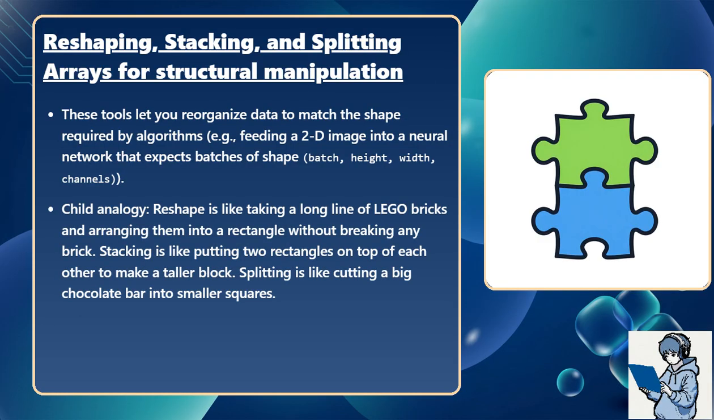Child analogy: reshape is like taking a long line of Lego bricks and arranging them into a rectangle without breaking any brick. Stacking is like putting 2 rectangles on top of each other to make a taller block. Splitting is like cutting a big chocolate bar into smaller squares.